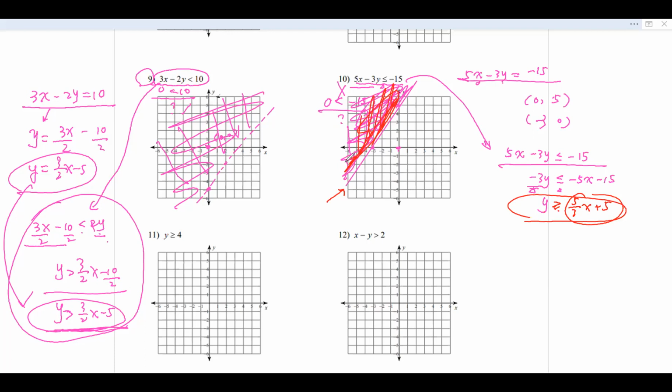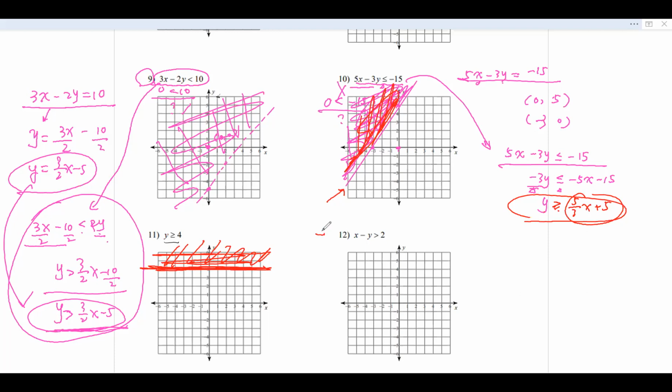Right? All right, let's see number 11. Number 11, y greater than 4. So y equal 4 is right here. Right? Greater than, so actually it's the top part. That's super easy. So here it is not including this.